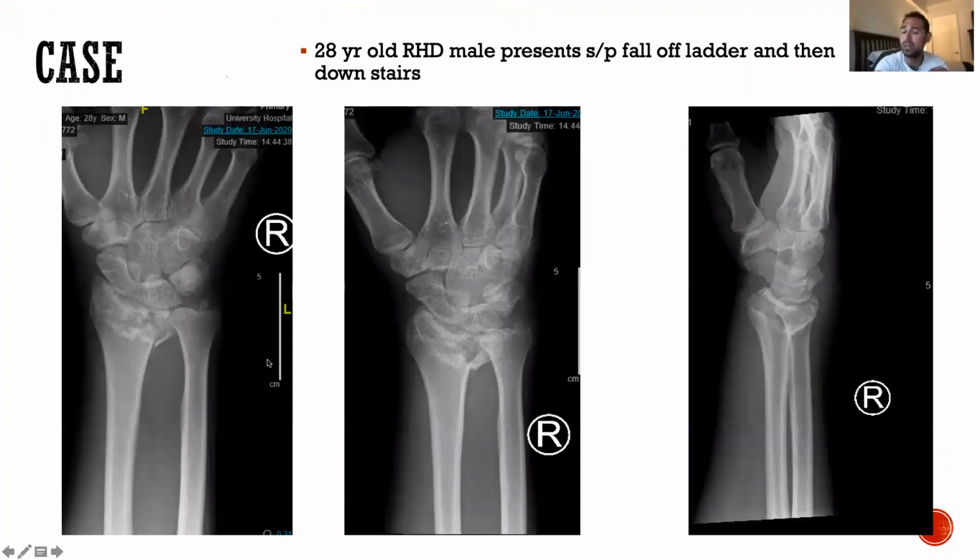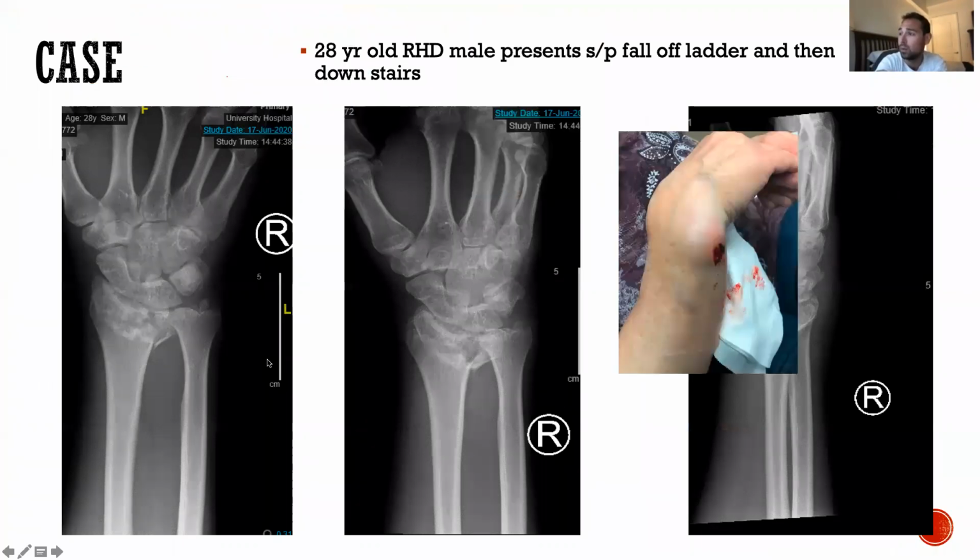All right, so just to get the mind flowing, this is a case of mine from probably 2.5 weeks ago. It's a 28-year-old guy who fell off a ladder, but then fell down 20 stairs off of that ladder. So these are the plain films that he presented with.